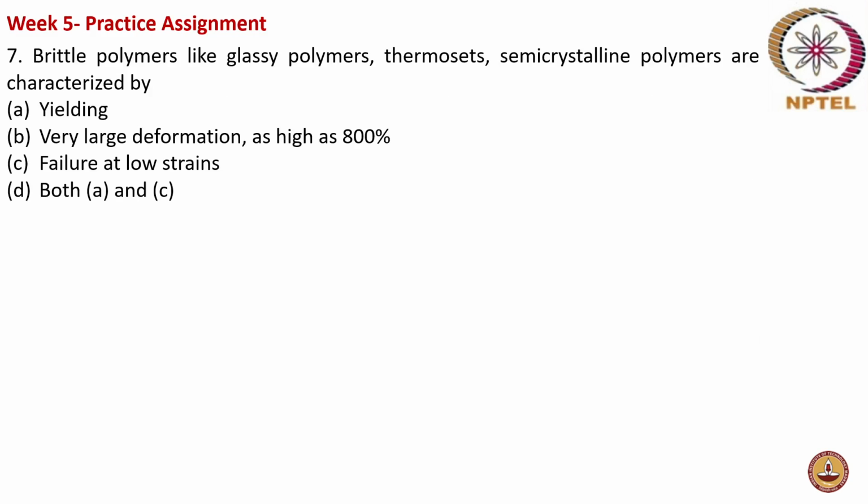Brittle polymers like glassy polymers, thermosets, semi-crystalline polymers, are they characterized by yielding or very large deformation as high as 800% deformation, or are they characterized by failure at low strains? D, ma'am. Which one? You're saying very large deformation, is it? No, D, both A and C. You're saying it has yielding as well as failure at low strain. How do you say so? You have to justify.